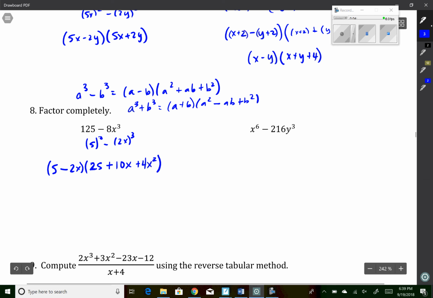For the second term, what am I cubing? Well, I'm cubing x squared. I'm cubing 6y. So I'm going to have x squared minus 6y. If I square x squared, I get x to the 4th, plus, because it's opposite. X squared and 6y multiplied together makes 6x squared y, alphabetical. And then 6y squared is 36y squared.